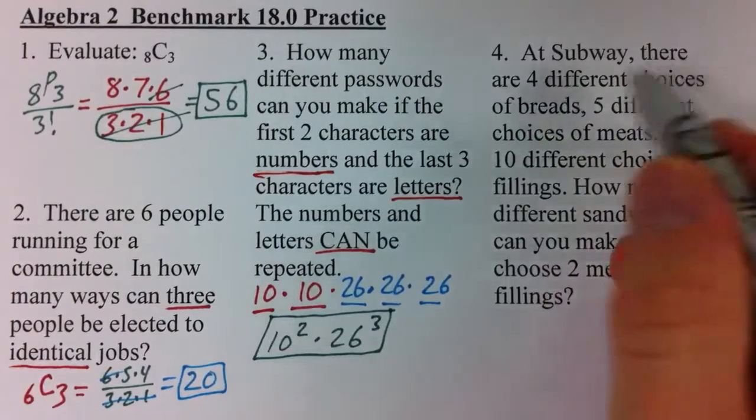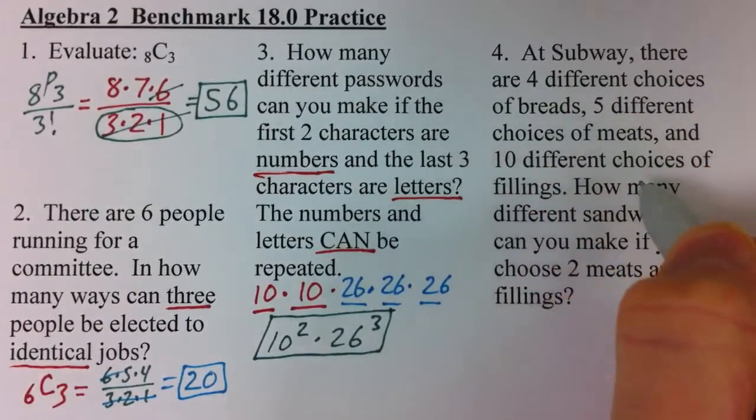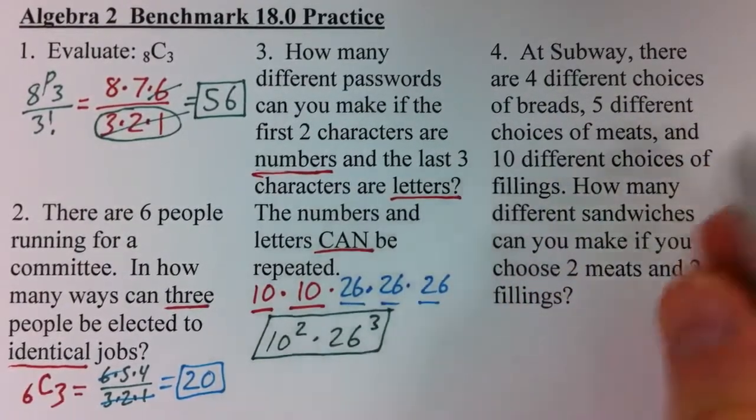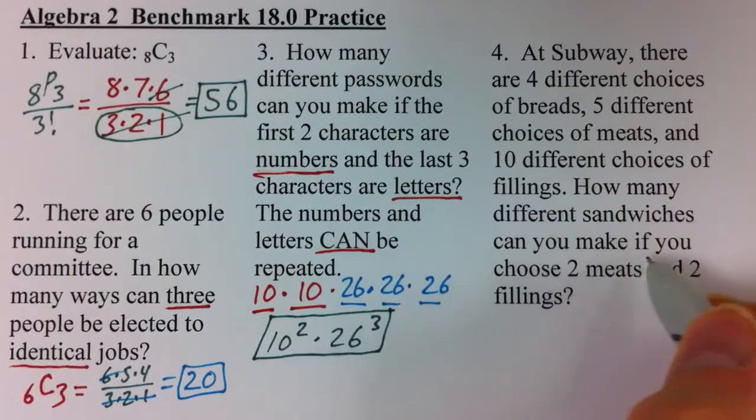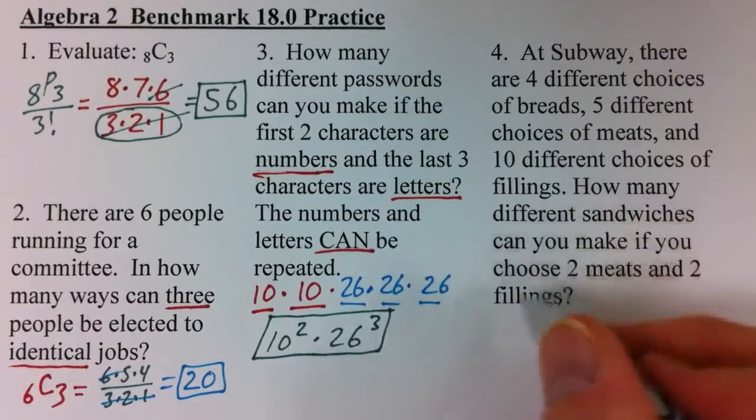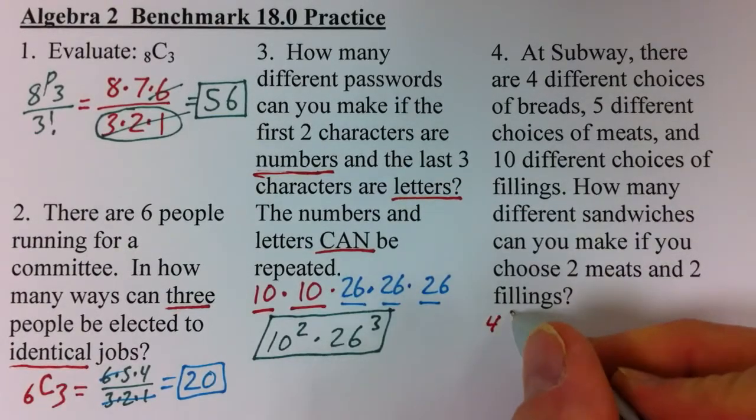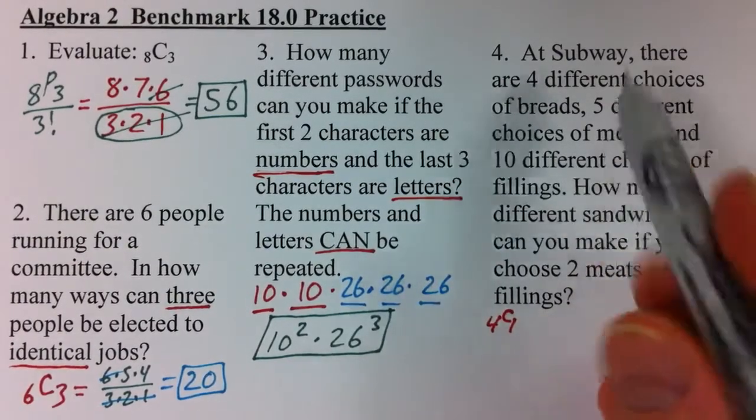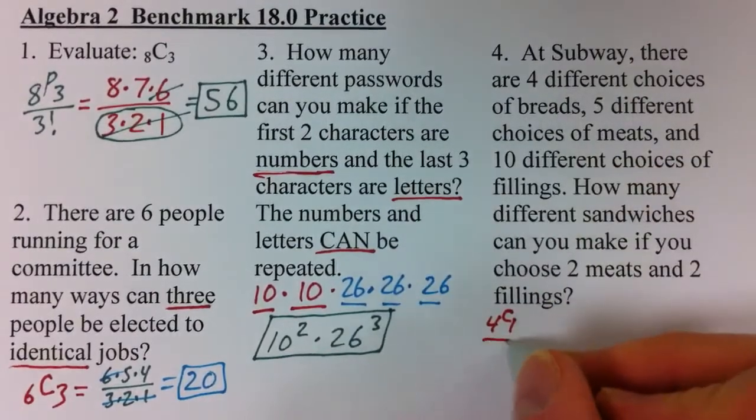Last one, we're going to Subway. We have 4 different breads, 5 different meats, and 10 different fillings. How many sandwiches can you make if you can choose 2 meats and 2 fillings? Now, hopefully you realize you're choosing 1 bread. I've never seen a sandwich with more than 1 bread, really. So out of the 4 breads, you're choosing 1.